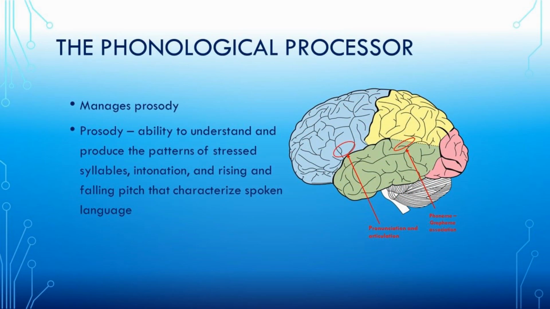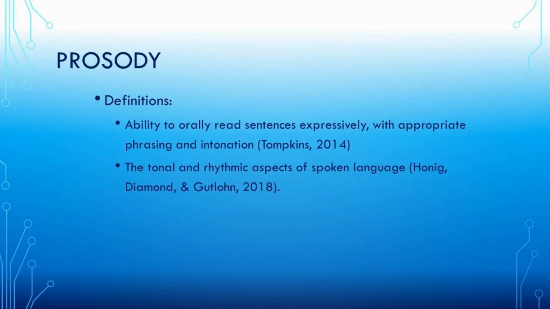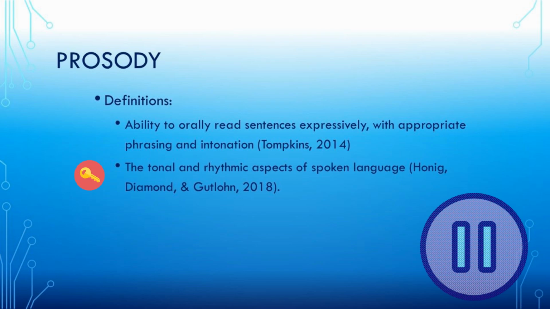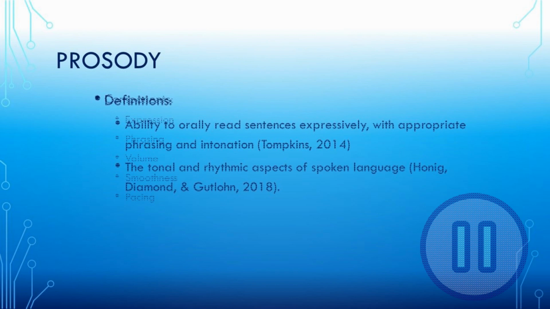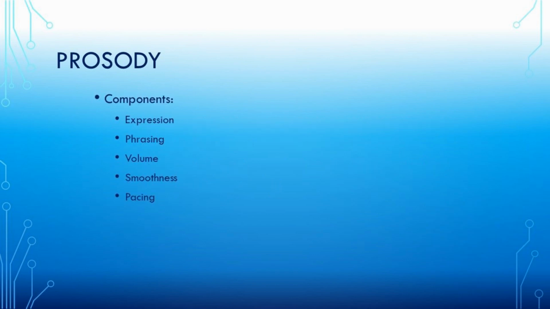Remember from our discussion of the brain and the four-part processing model, the phonological processor manages prosody. Prosody is our ability to understand and produce the patterns of stressed syllables, intonation, and rising and falling pitch that characterize spoken language. Other definitions of prosody include: the ability to orally read sentences expressively with appropriate phrasing and intonation, as well as the tonal and rhythmic aspects of spoken language. The components of prosody are expression, phrasing, volume, smoothness, and pacing.